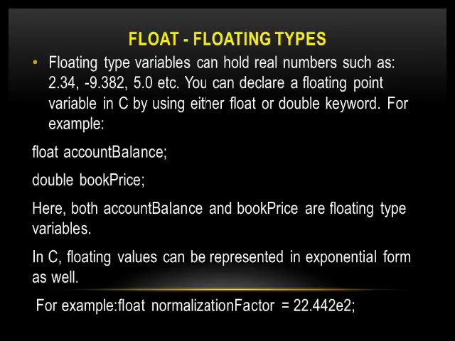In C, floating point is also used for representing exponential form. Here the example is float normalization factor equals 22.442e2. Here normalization factor is a variable which is of the type float and has the value 22.442e2.